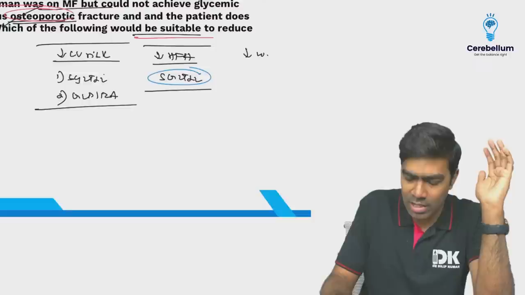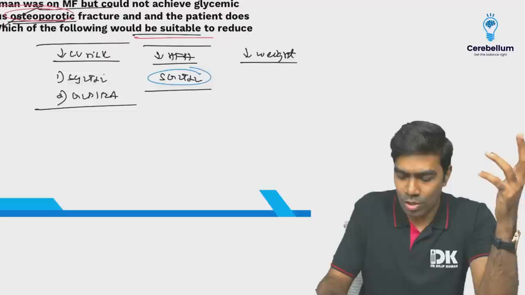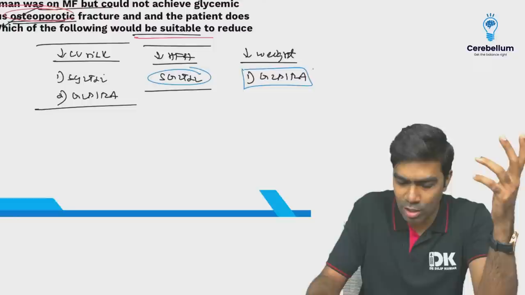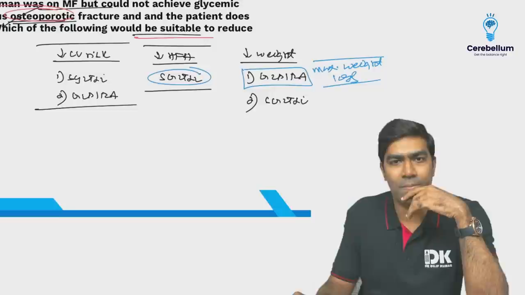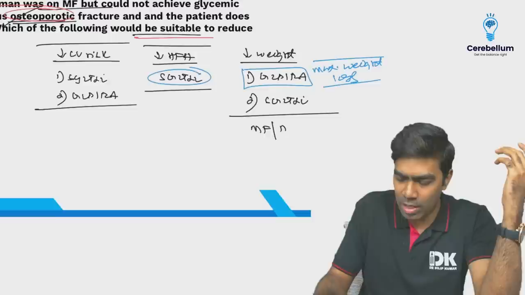Third, what are the drugs that reduce weight? If weight loss is your priority, what are the drugs you have to use? You have to use GLP-1 receptor analogs. This is the best drug, maximum weight loss. Second, SGLT2 inhibitors, very, very mild. But remember, metformin and DPP-4 inhibitors are weight neutral.